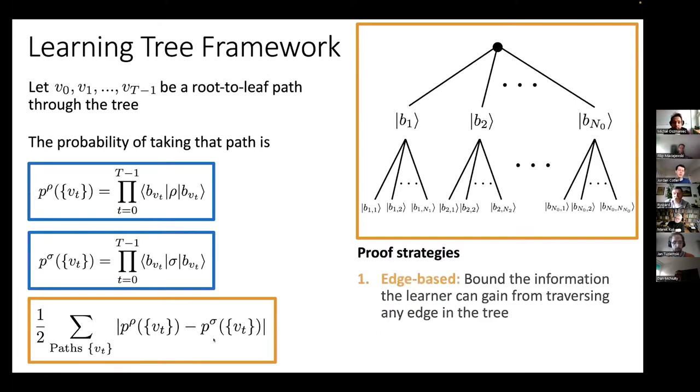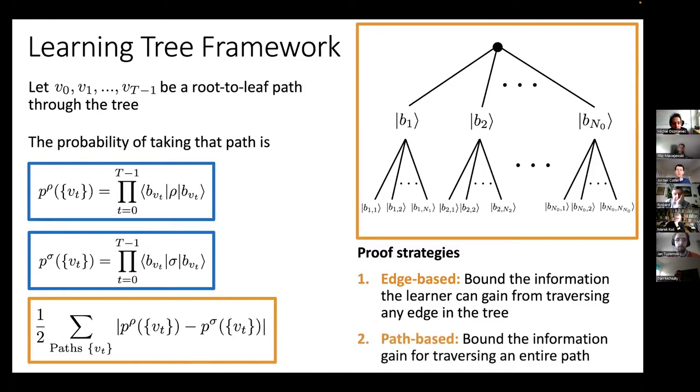Now, at a technical level, the way that we bound this is by two different proof strategies. One we call the edge-based strategy, in which we bound the information the learner can gain by traversing any edge in the tree. At an intuitive level, what this means is that in any particular round of the experimental protocol, you don't learn much information. There's another kind of strategy which we employ, which we call the path-based strategy, in which it could be the case that in some rounds of the experiment you do gain a lot of information, and in other measurement rounds you gain less information. So in the path-based strategy, we bound the information gain for traversing an entire path through the tree as opposed to any particular step of the measurement protocol.